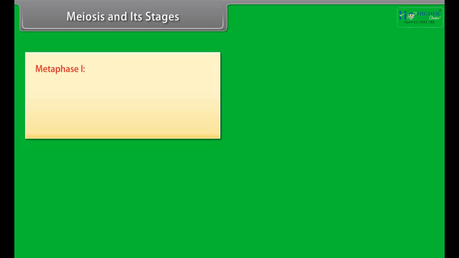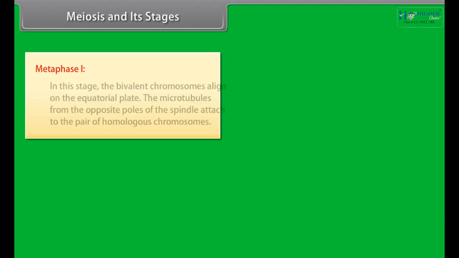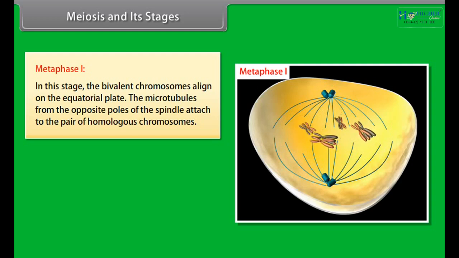After completion of Prophase 1, Metaphase 1 takes place. In this stage, the bivalent chromosomes align on the equatorial plate. The microtubules from the opposite poles of the spindle attach to the pair of homologous chromosomes.